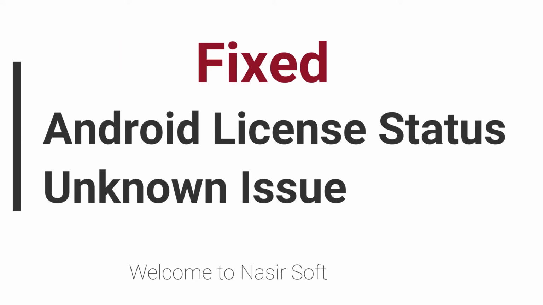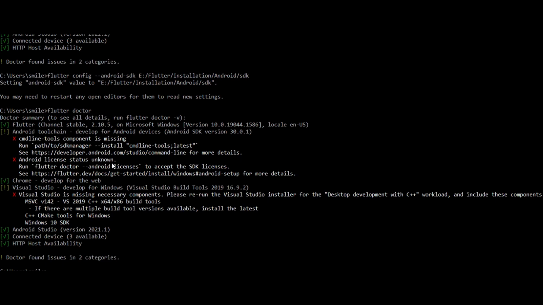In this video, I am going to show you how you can fix this type of error, that is Android licenses status unknown. When I install Flutter, after the installation, when I write this command, flutter doctor, it shows me this type of error: Android license status unknown. So how can I fix it?